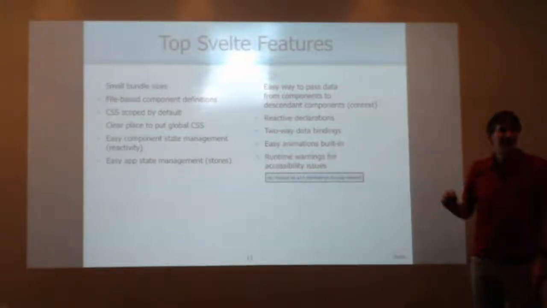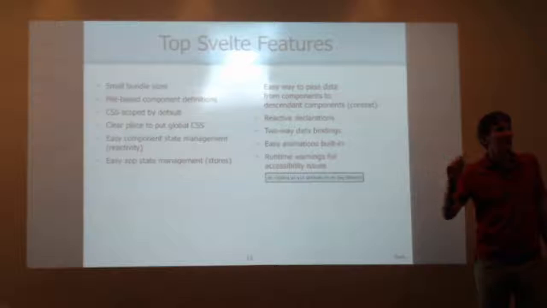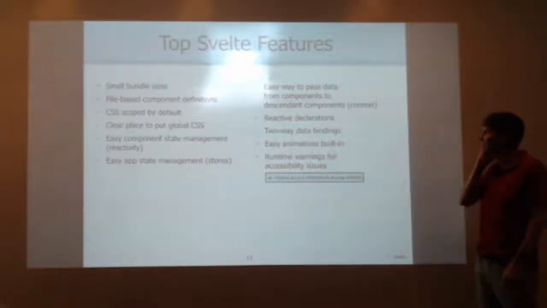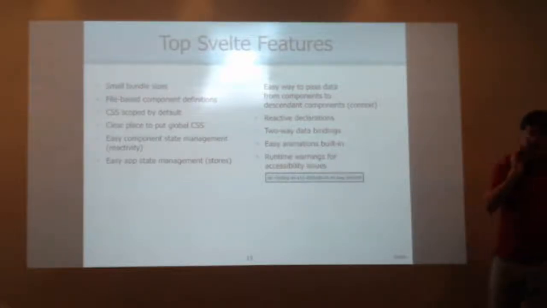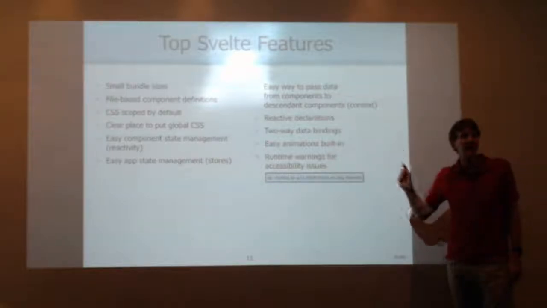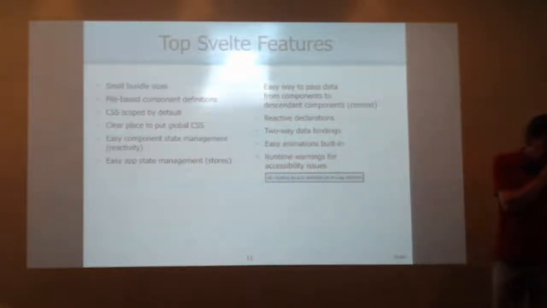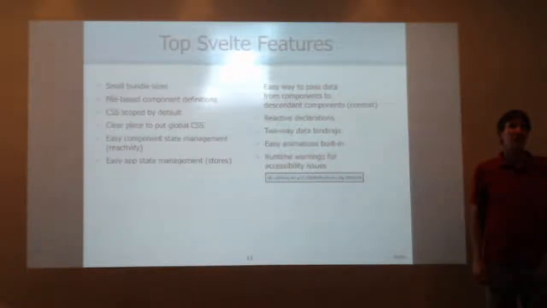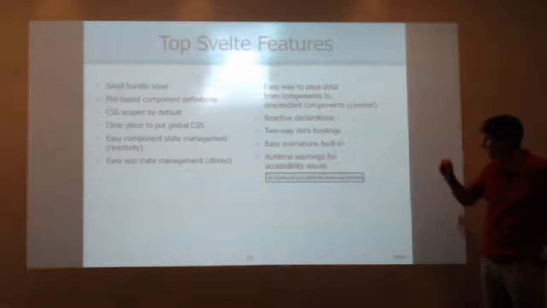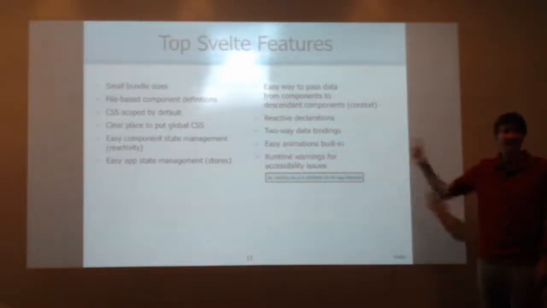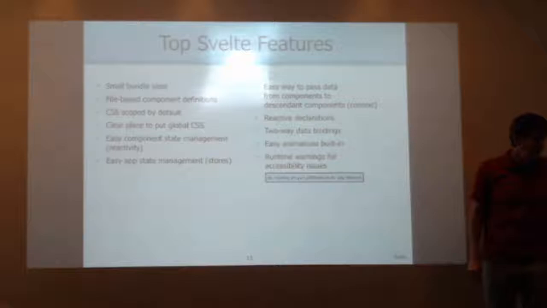We saw reactive declarations earlier. That was the $: that makes something execute again if anything it depends on changes. Two-way data bindings. We saw an example of that with just a text input. I'll show a few more examples like that. There's some built-in animation support that's just incredibly easy to make parts of your UI animate. And then if you do things that are bad for accessibility, Svelte will catch a lot of that for you and warn you about it. An example of that would be if you have an image tag that doesn't have an alt attribute, it's going to flag that for you.